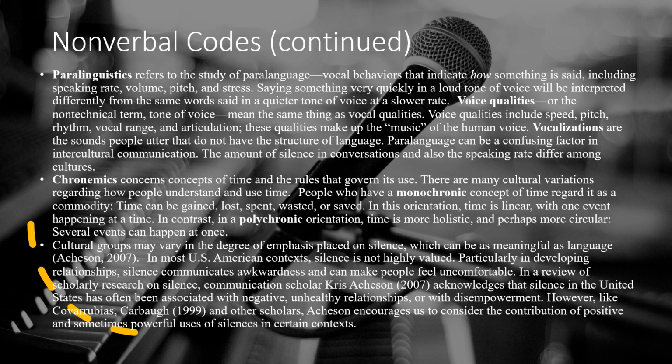Chronemics concerns concepts of time and the rules that govern its use. There are many cultural variations regarding how people understand and use time. We talked about this a little bit back when we talked about values, and there was some confusion about how people with a short term versus a long term view of time might think about the world or how they might value time, right? So people who are short term oriented want results quickly, and so they might be interested very much in kind of instant and immediate change to achieve whatever effect they want.